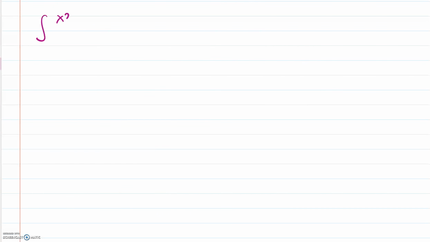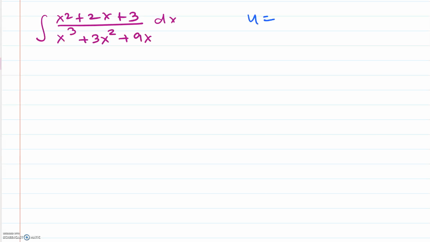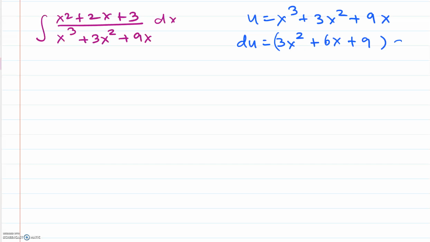We have integral x squared plus 2x plus 3 over x cubed plus 3x squared plus 9x dx. So the choice of u is going to be the denominator. There is no inner function here, so let's choose u to be the denominator, which is x cubed plus 3x squared plus 9x. So du equal to 3x squared plus 6x plus 9 dx.